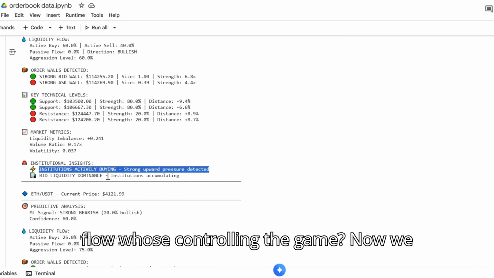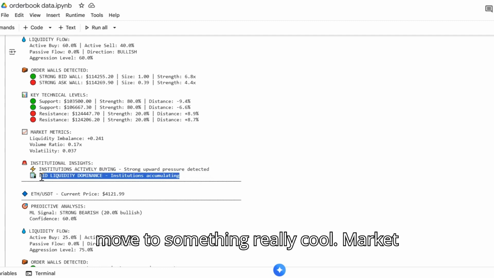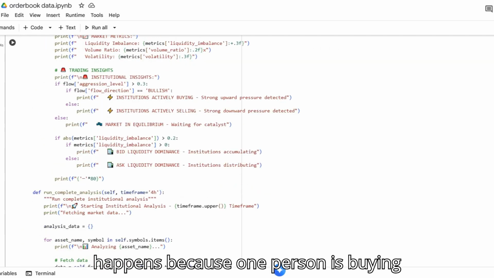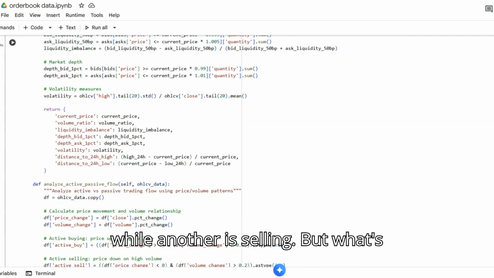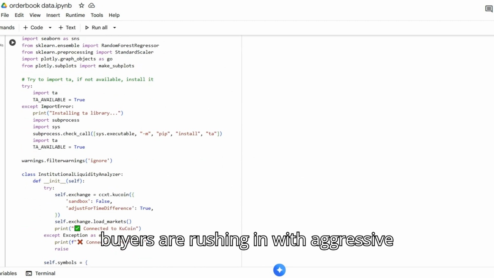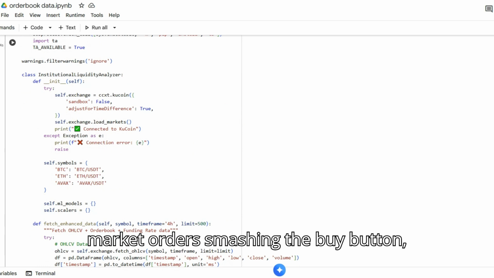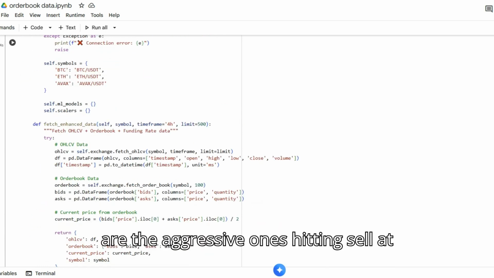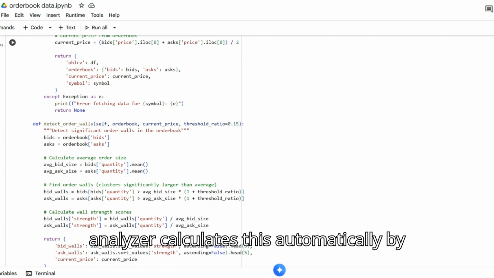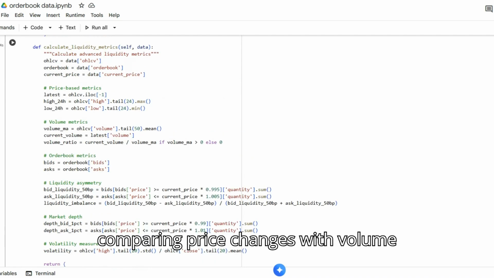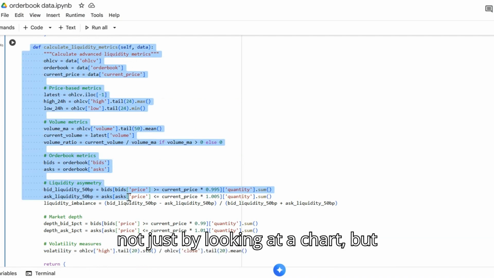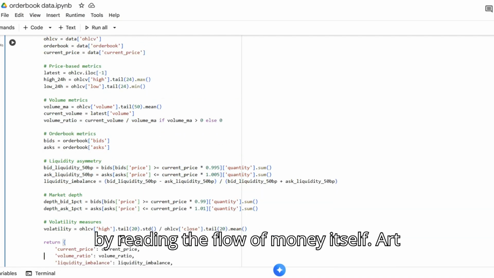Part 3. Market flow. Who's controlling the game? Now we move to something really cool, market flow dynamics. Every trade in the market happens because one person is buying while another is selling. But what's important is who is chasing whom. If buyers are rushing in with aggressive market orders, smashing the buy button, that means bullish pressure. If sellers are the aggressive ones, hitting sell at any price, that's bearish pressure. The analyzer calculates this automatically by comparing price changes with volume patterns. This helps us know whether bulls or bears are currently in control, not just by looking at a chart, but by reading the flow of money itself.